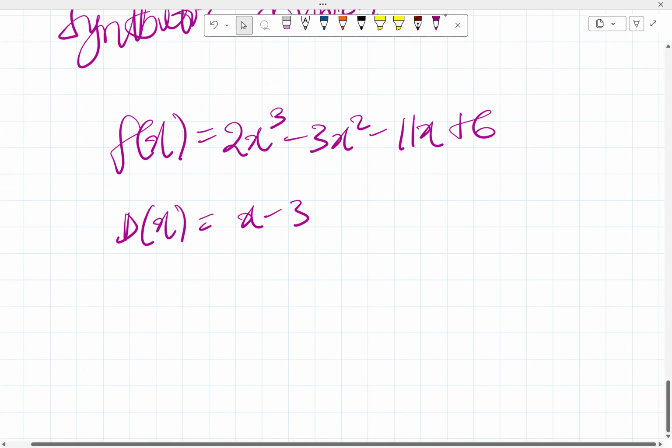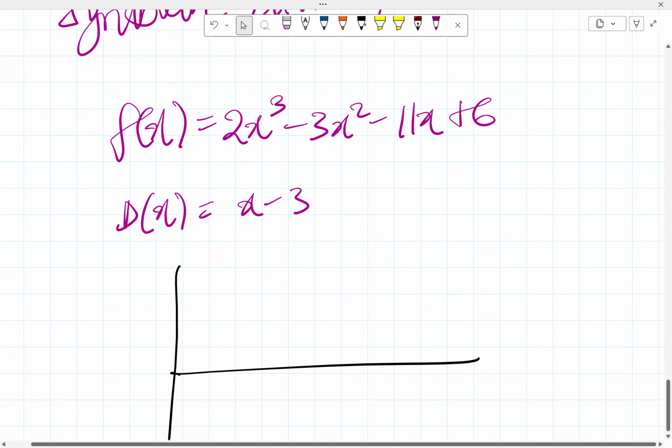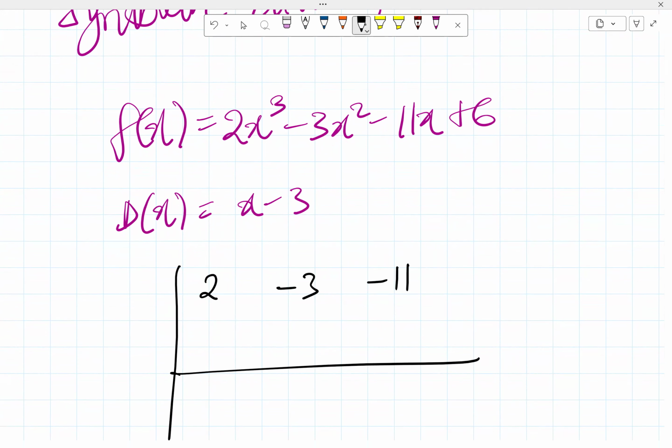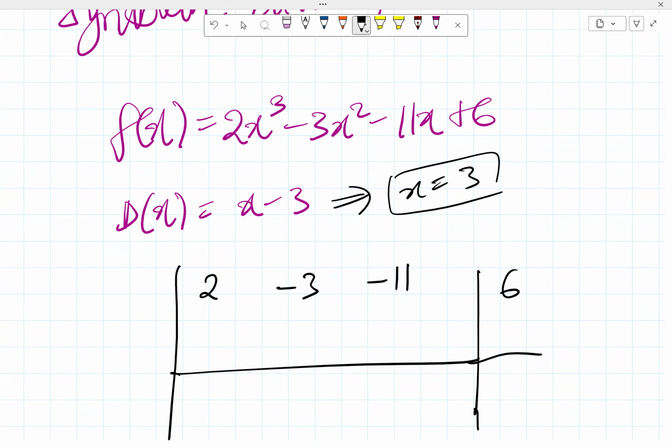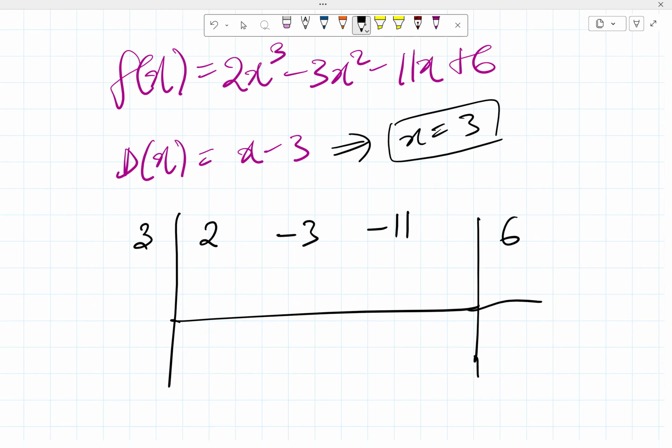So using synthetic division, all we need to do is write out the coefficients. For x cubed, we have 2. For x squared, we have minus 3. For x, we have minus 11. Then I usually like to write this one last and put the barrier, because whatever we get is going to tell us if it's a factor or not. Already we know it's a factor, right? And from this x minus 3, that's x equals 3 if we equate to 0. So we write this 3 here.